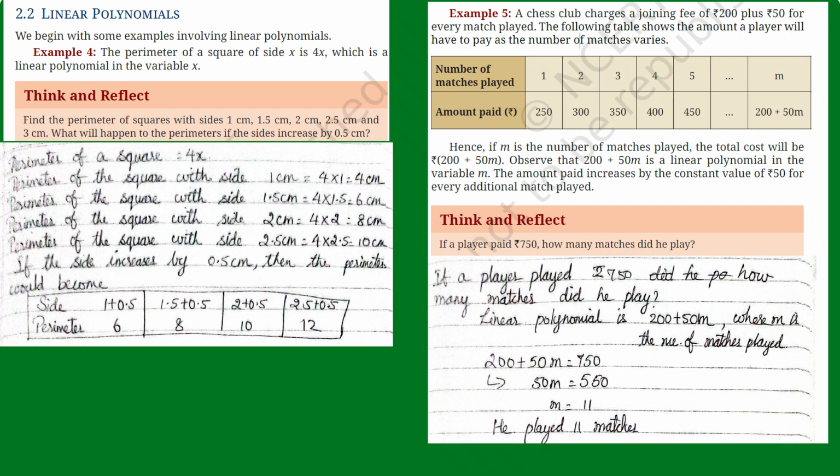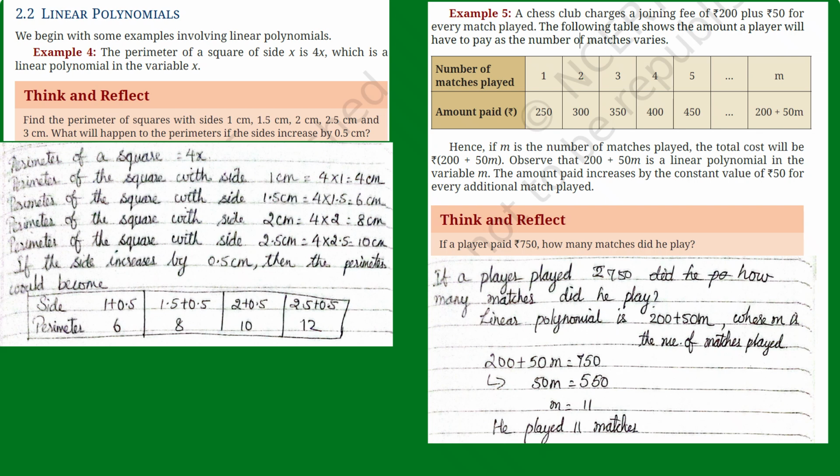Assume after 5 matches, what would be the amount that the person would have paid? It is 200 plus 50 times 5. In case it is 6 matches, 200 plus 50 times 6. So the only variable here is m, the number of matches played, and according to it the amount that the player has to pay will differ. That is what is seen in this particular example.